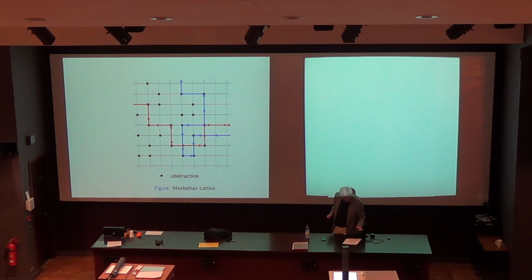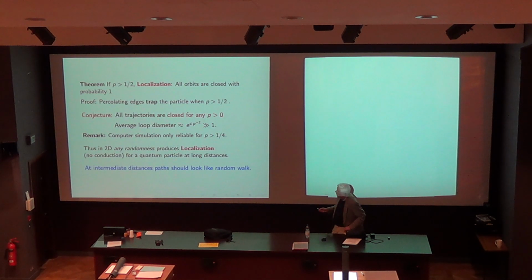And this is based on renormalisation group ideas, and the statement is that they're closed. It's easy to prove if p is bigger than a half. This is something that you can prove by showing that some percolating edges trap your particle. But for small p, we don't know what happens. In fact, the conjecture is all these paths eventually come back and form loops, but the loop diameter is huge.